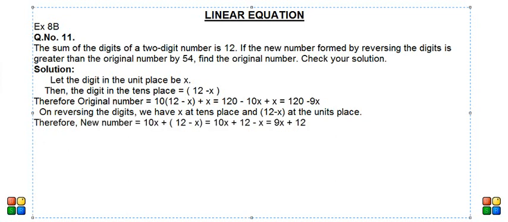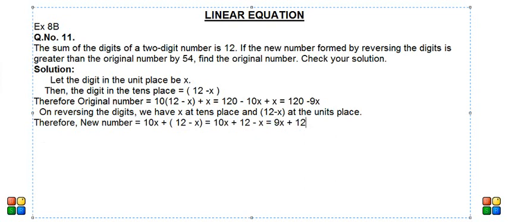Therefore the new number which we will get is 10x, because x is at the tens place, and 12 minus x is at the unit place. So when you simplify this, you will get 10x plus 12 minus x, and 9x plus 12 is the new number which you have got.